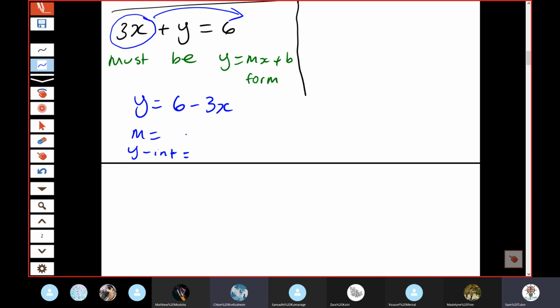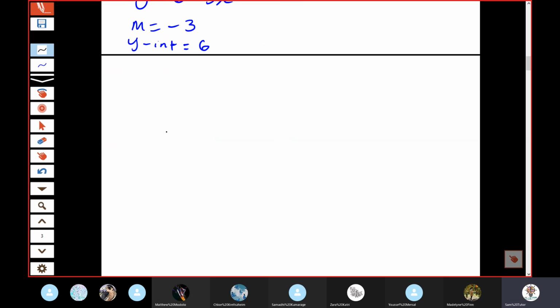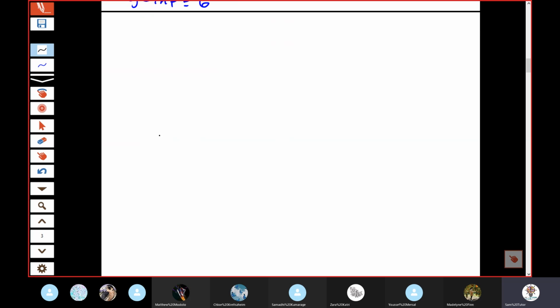Your gradient would be -3. And then your y-intercept would be 6. Beautiful, beautiful, beautiful. All right, looking very good. One level higher than that. This is getting very close to finishing off all of the questions you'll ever see. One level higher than that is obviously something like this.